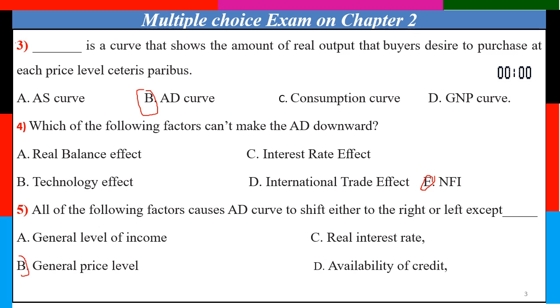The right answer is B. The general price level doesn't shift the aggregate demand curve either to the right or to the left. Except B, all are what? Aggregate demand curve shifters. They shift the aggregate demand curve either to the right or to the left. The general price level makes the aggregate demand move along the same curve, either downward or upward.